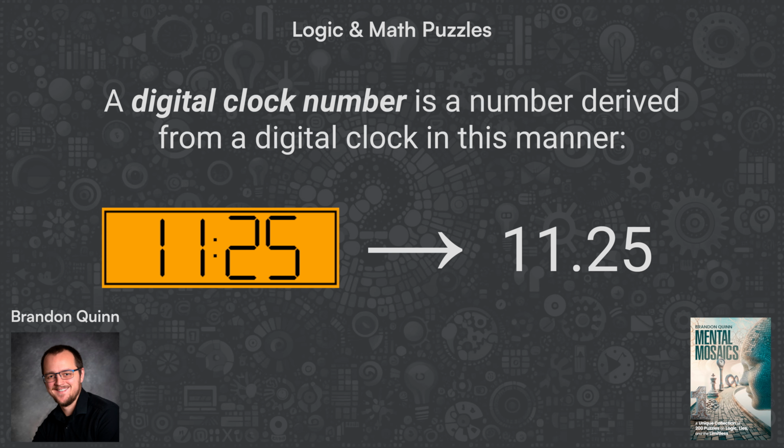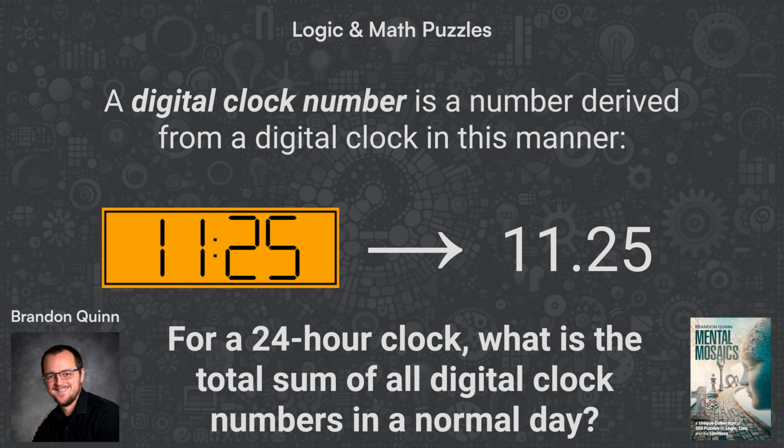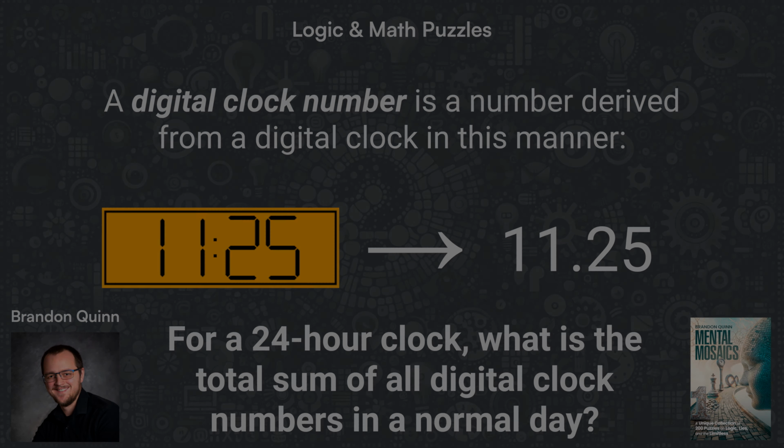The question is, for a 24-hour clock, what is the total sum of all digital clock numbers in a normal day? So by 24-hour clock, we mean there's no AM, PM. We're using essentially military time. And for a normal day, we mean there's no daylight saving times or anything like that. Pause the video now if you want to try to work out the solution for yourself, and when you're ready, come back and we'll review the answer together.